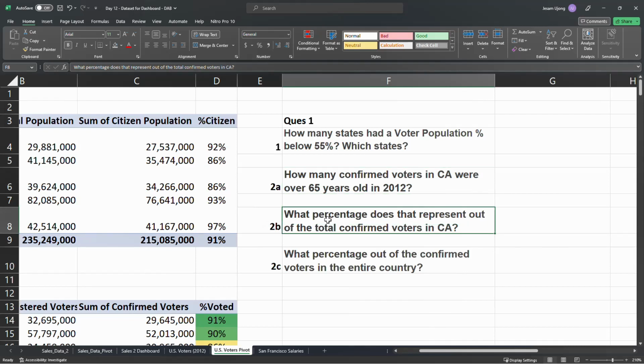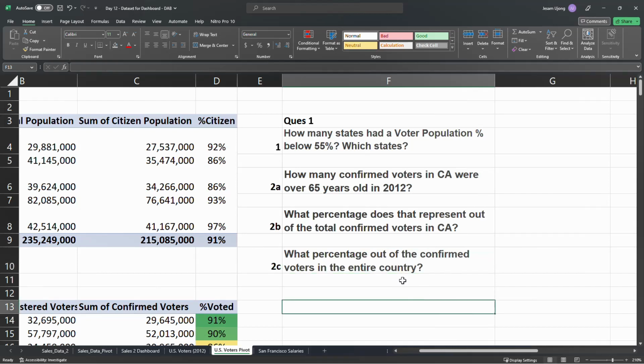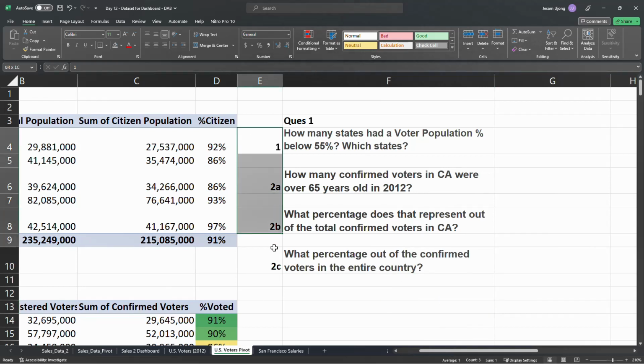And what percentage does that represent? What percentage of this population does it represent, what is the percentage of that in the total confirmed voters? And what percentage out of the confirmed voters in the entire country were they? Okay, I hope we understand the questions.